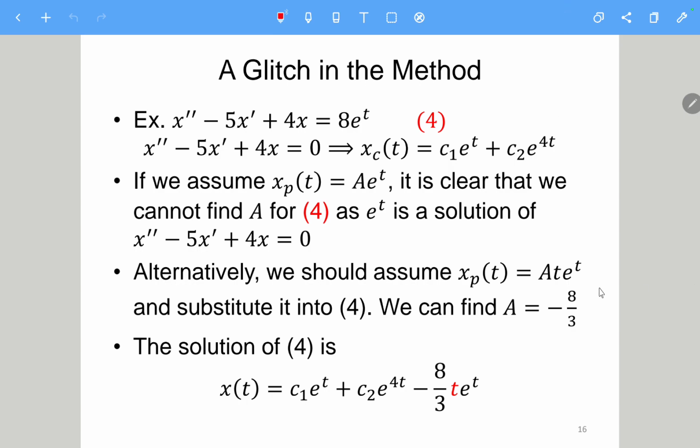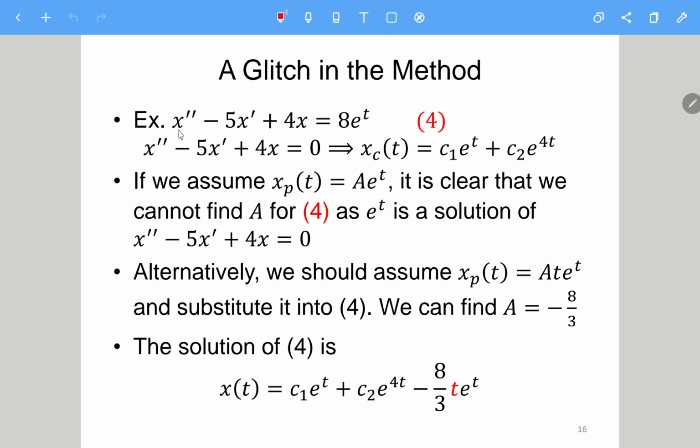Okay, so far we have talked about how to solve the most common linear constant coefficient ODE, but there is a glitch here. For some specific ODEs, the method just mentioned might have some problem. So let's see what the problem is. Here's an example to see what really is the problem.